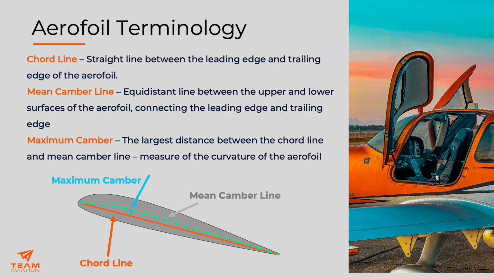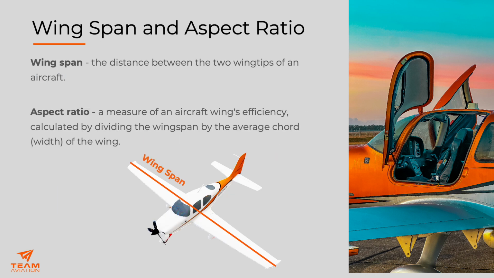Then we have the maximum camber, the largest distance between the chord line and the mean camber line. This measurement reflects the aerofoil's curvature, which directly influences the amount of lift it can generate. Wingspan and aspect ratio are key factors that influence an aircraft's performance and efficiency.